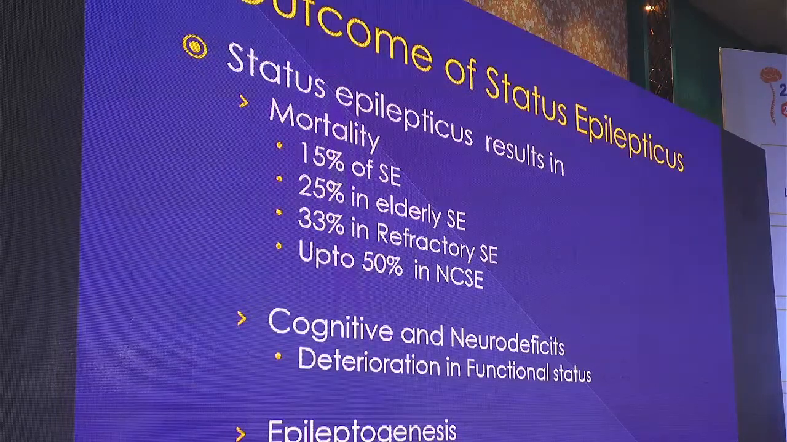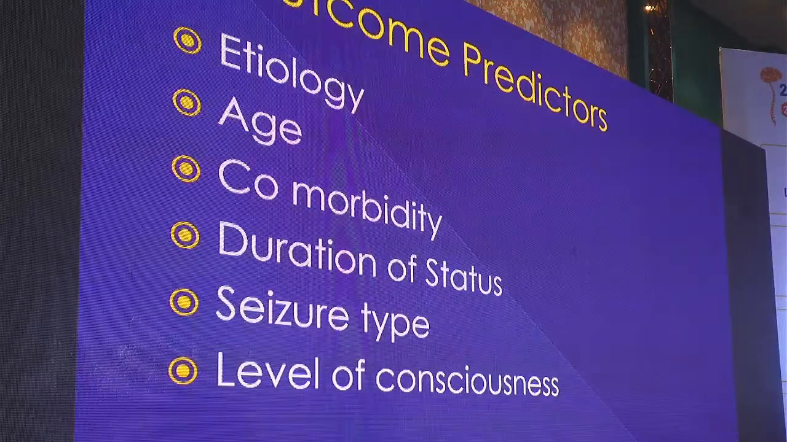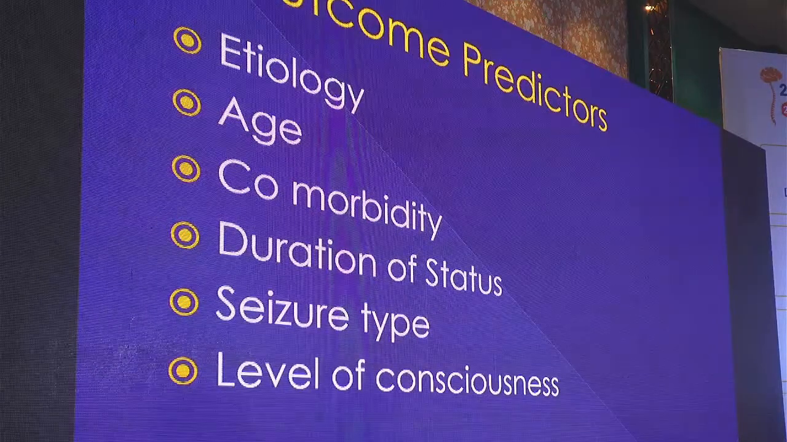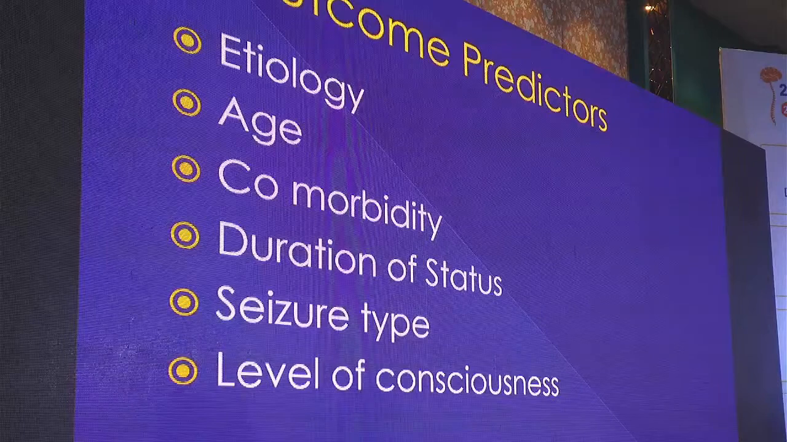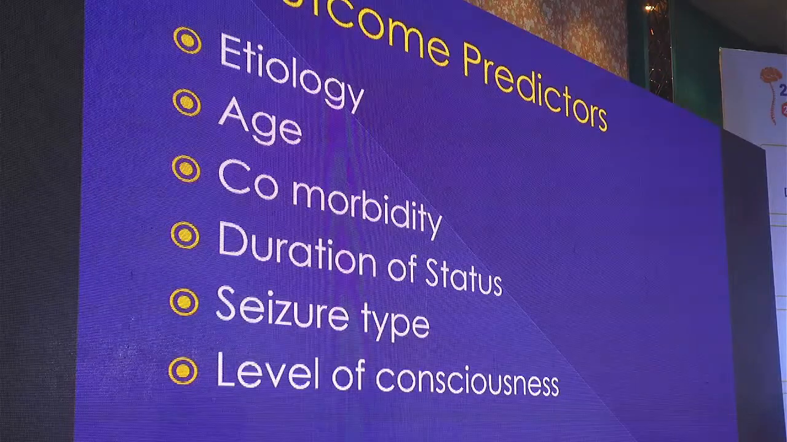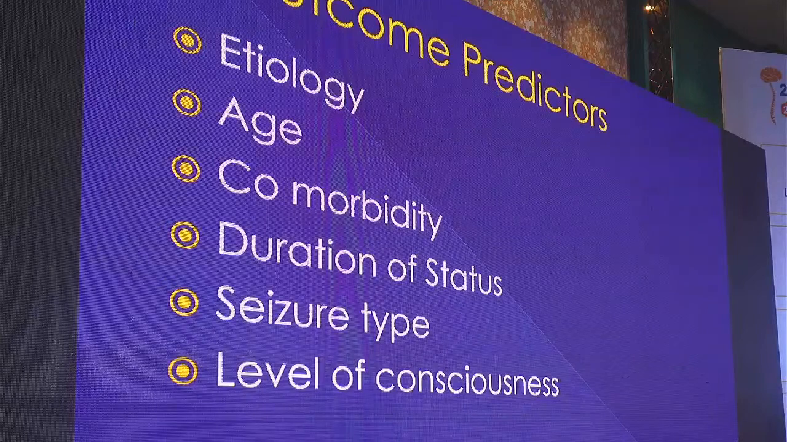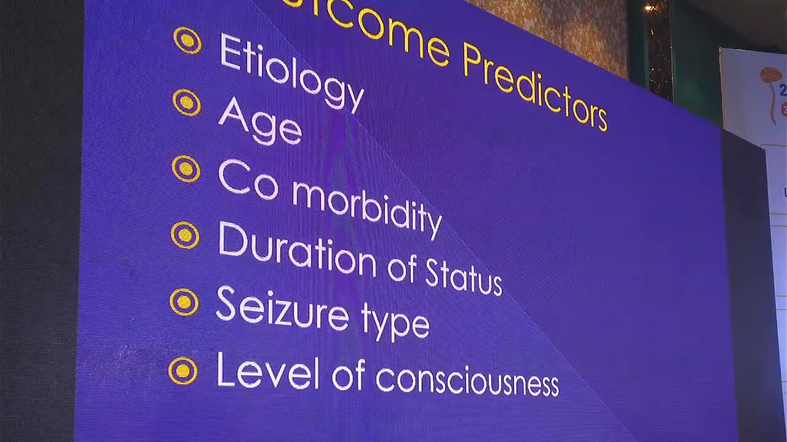After a single seizure, the recurrence of another seizure is just 13%. But if you've had status, the possibility of seizures happening again is as high as 40%. So the factors that really make a difference are the etiology of the status, the age of the patient, the comorbidities that the patient has, and the duration of the status. Now this is something which is really under our control, that we can act quickly as soon as we identify it. Even the seizure type is important, and the level of consciousness.